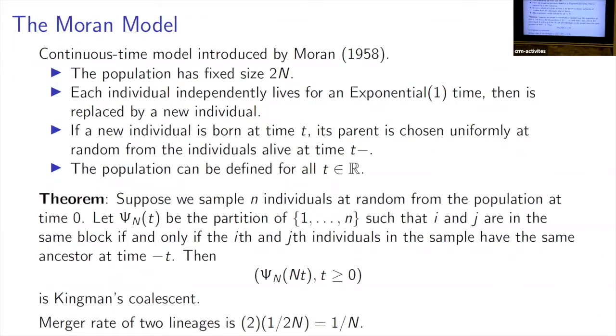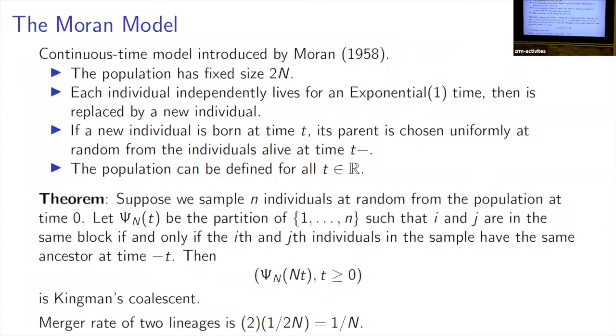Now, the Wright Fisher model is one of 2 classical population models on which much work in mathematical population genetics has been based. The other is the Moran model, which goes back to 1958. So once again, the population has fixed size 2n, but this model is formulated in continuous time. Each individual independently lives for an exponentially distributed time with rate 1, and then it's replaced by a new individual. And if a new individual is born at time t, then we choose a parent at random from the population immediately before time t to be the parent of the new individual that's born at that time.